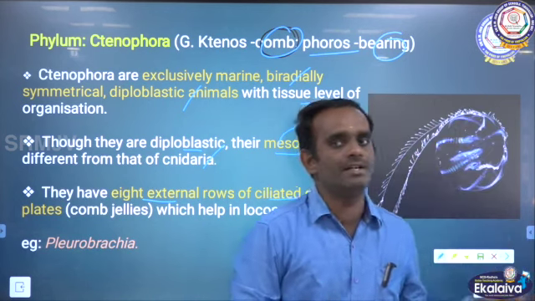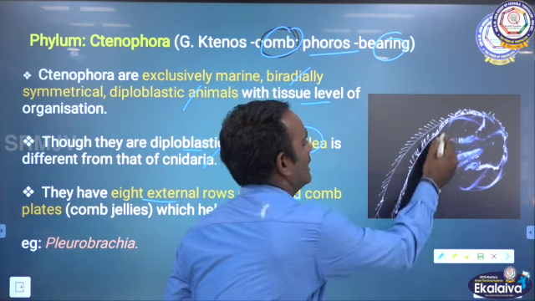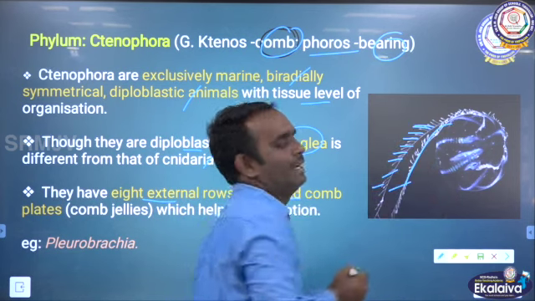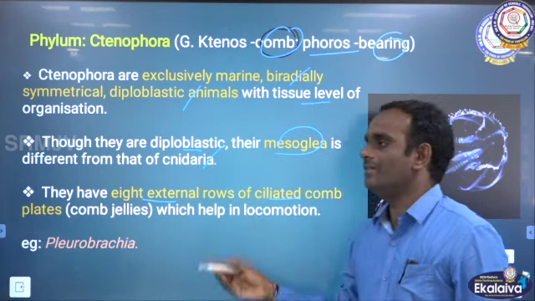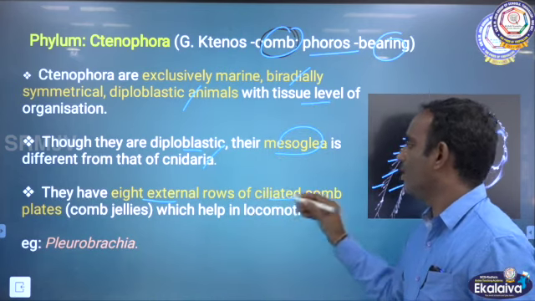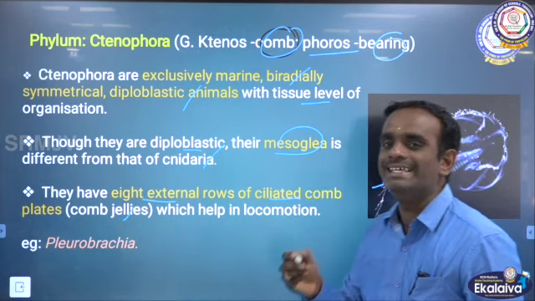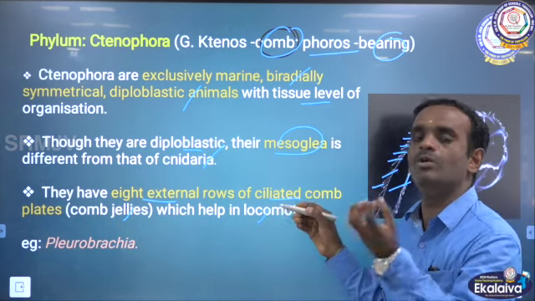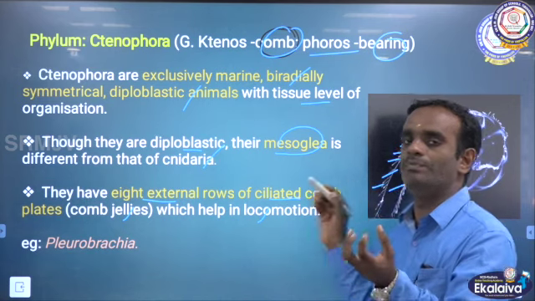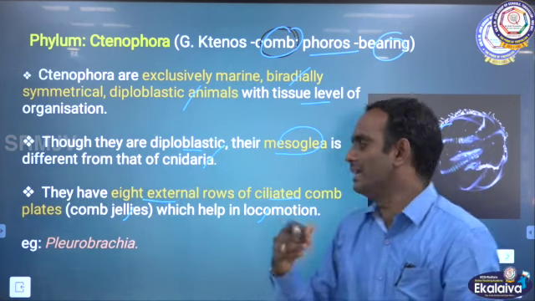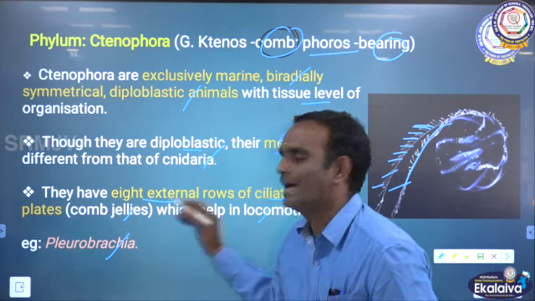See the picture here, children. This is the external comb plate, so they have 8 external rows of ciliated comb plates. They are also called comb jellies, and the comb plates help in locomotion. With the help of these comb plates, this animal can move from one place to another. An example is Pleurobrachia.